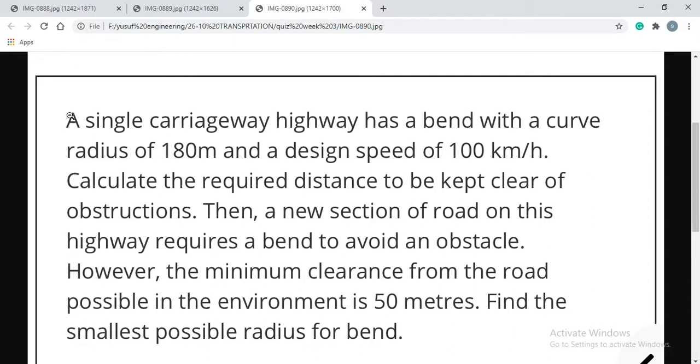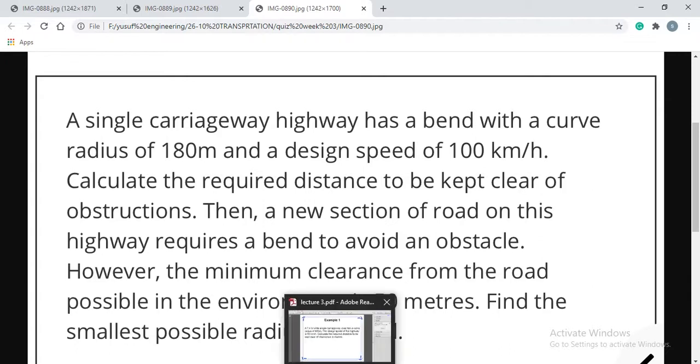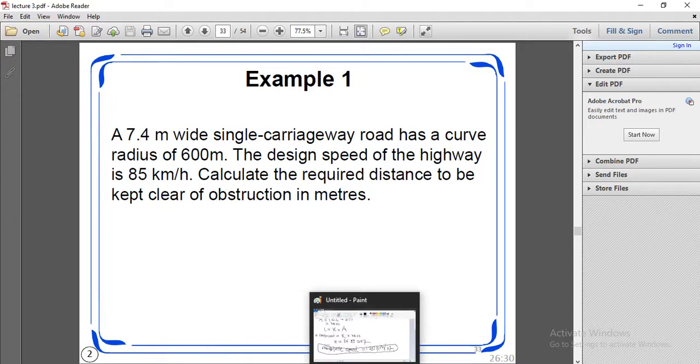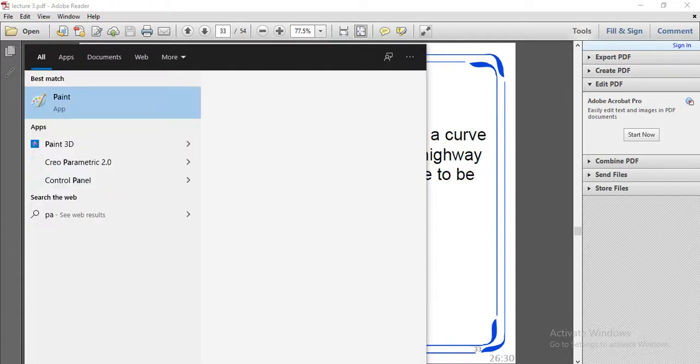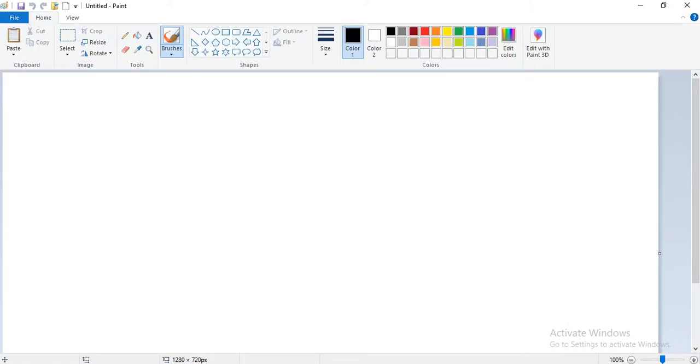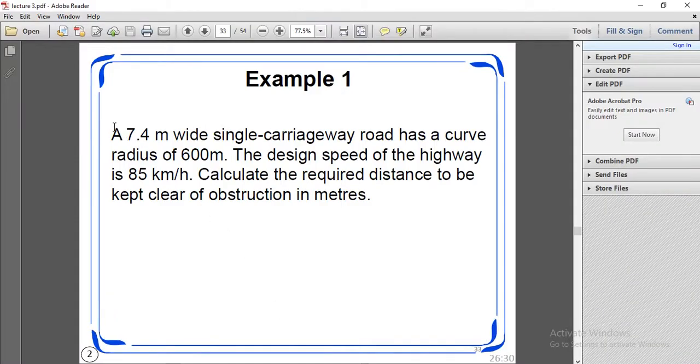So this much is the question: a single carriageway highway has a bend with a curve radius of 180 meter and a design speed of 100 km per hour. Calculate the required distance to be kept clear of obstruction. We need to find this required distance. So first we will solve this example, a 7.4-meter wide single carriageway.